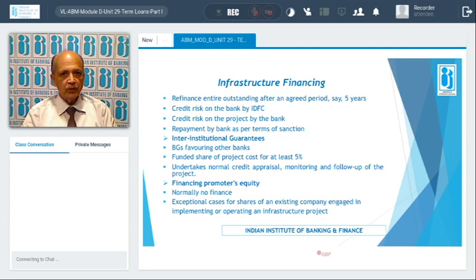Another mode is financing promoters' equity. Banks are not permitted to do this, but in the case of infrastructure lending, in exceptional cases, financing for shares of the existing company engaged in implementing or operating the infrastructure project is permitted, in very exceptional cases.